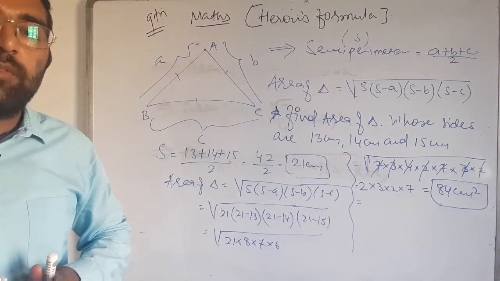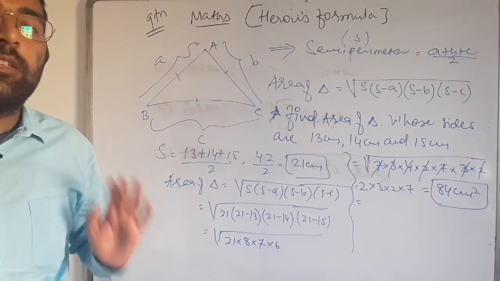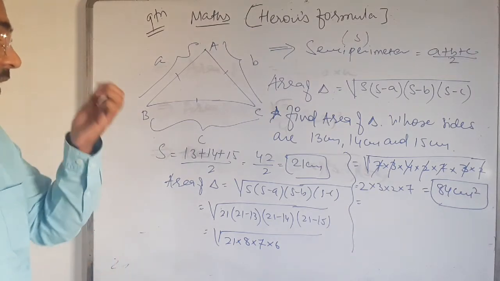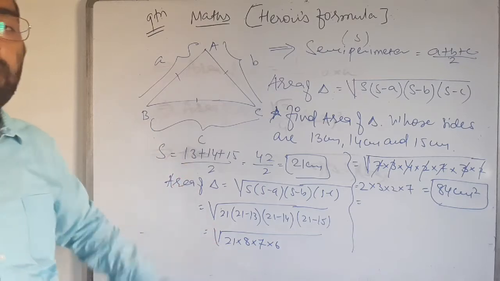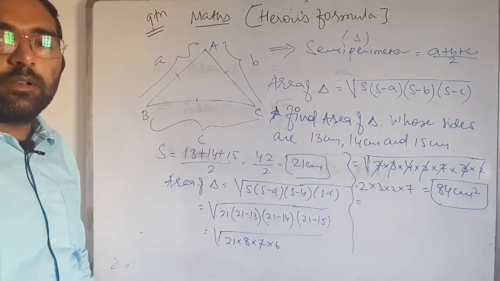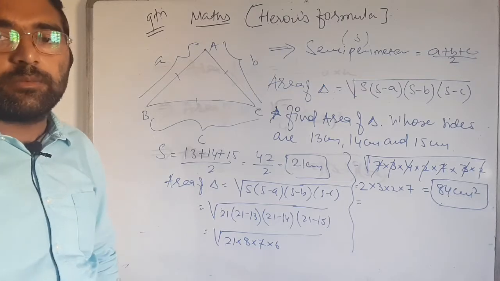This type of sum we have to do in this chapter. These sums are very easy, and you just have to find the area of the triangle. Okay, clear? Note down fast.